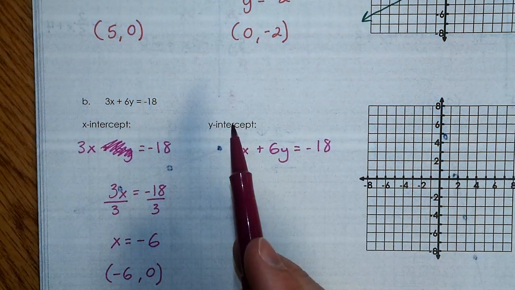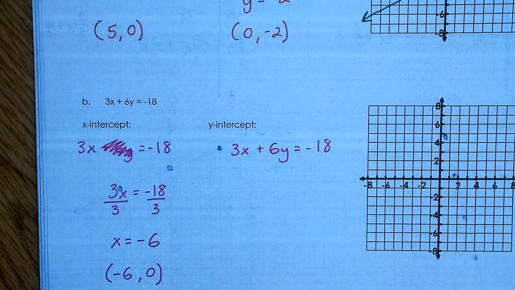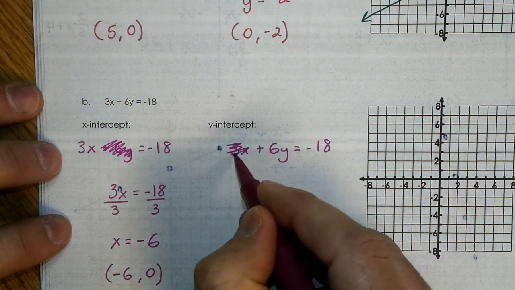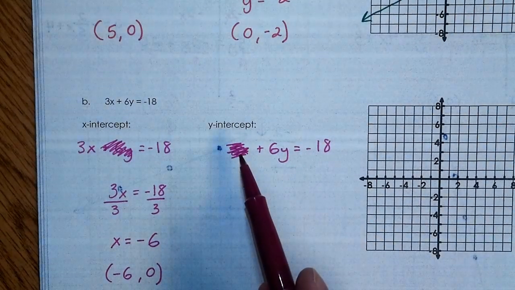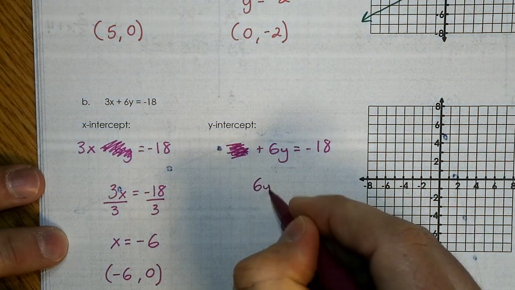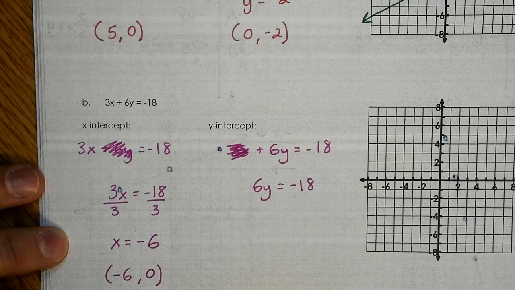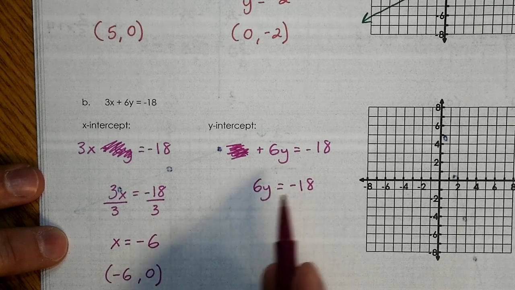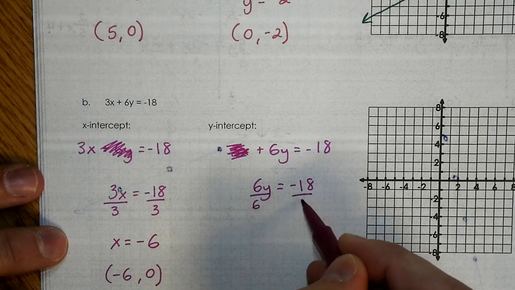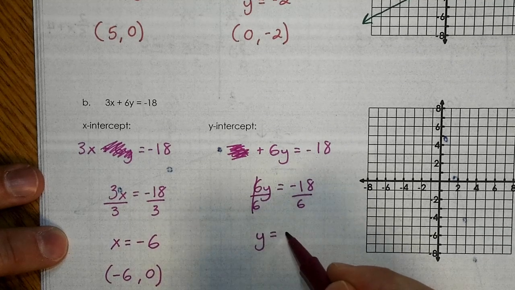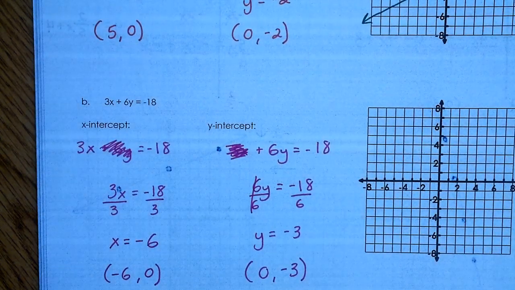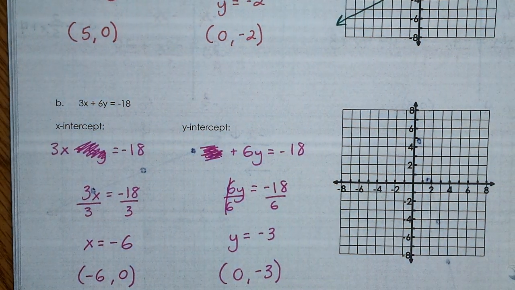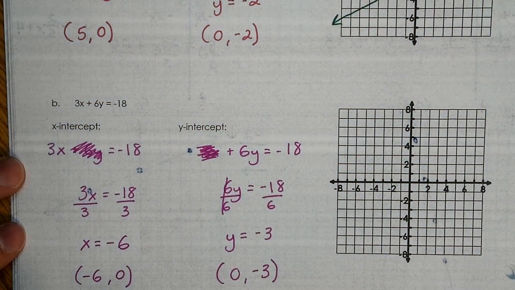If I'm trying to find the y-intercept here, what do I need to get rid of? The 3x. The 3x is gone. That's really what it comes down to. Because we know that x equals 0 for a y-intercept, so 3 times 0 is 0. So I rewrite that: 6y equals negative 18. What do I do here? Divide by 6. So y equals negative 3. Good. So my answer is 0, negative 3. Again, just eliminate one of the variables, then divide and get your answer.